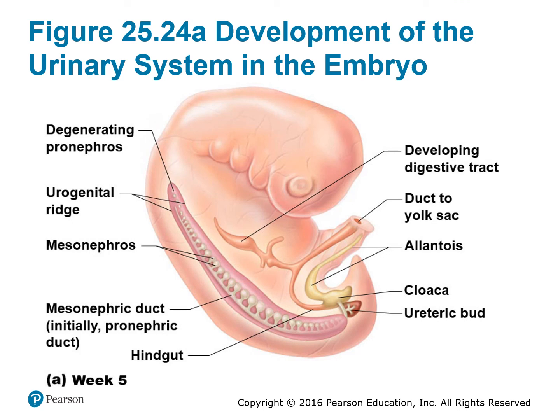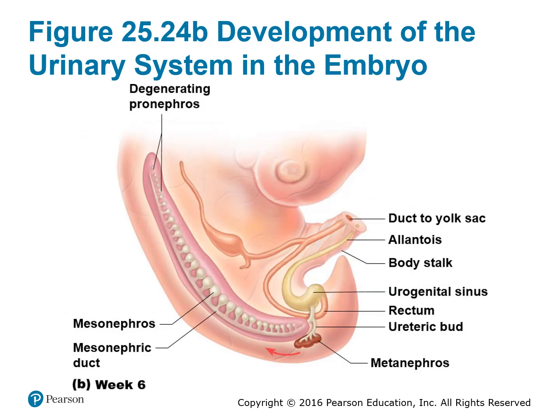And here we are. So look at this. This is the digestive tract. Degenerating pronephros, urogenital ridge, mesonephric duct. Kind of an interesting view here. And you can see the picture here as well. Metanephros here. Everything else.